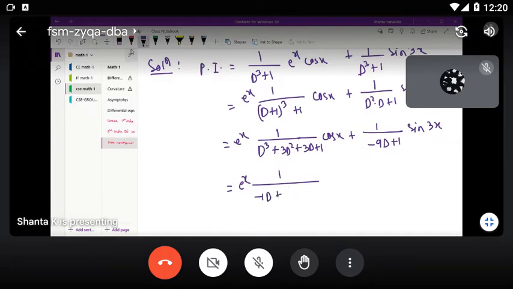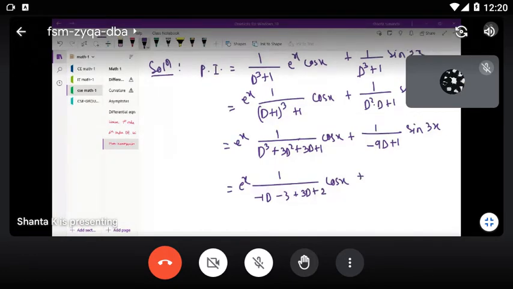Then here 3D square, if you put D square as minus 1, this will be minus 3 plus 3D plus 1. Ma'am, there will be another plus 1. Plus the 2. Yes, ma'am. Plus 1, plus 1. Yes, ma'am. Plus 2. And here it is 1 minus 9D. So how will we proceed with 1 minus 9D? See, you can use this one.